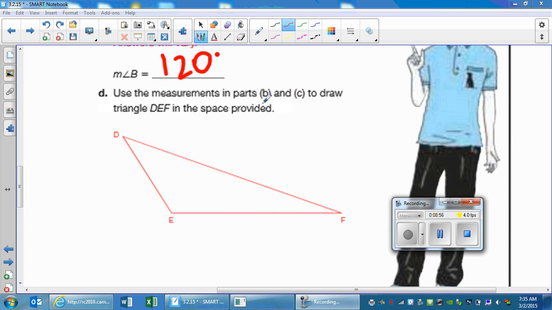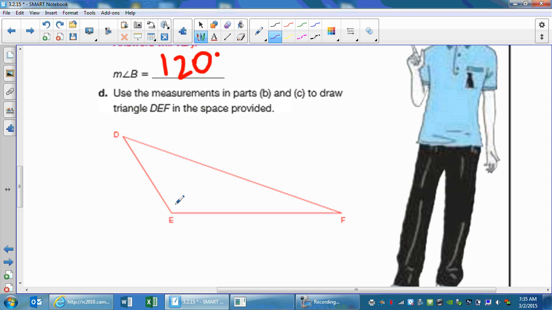Okay, now it wants us to reuse our parts from B and C. So our 2-inch line, our 3-inch line, and our 120 degrees to re-sketch the figure. So first, you'll start by wanting something that is bigger than 90, remember, so about 120. So draw an obtuse angle, but make it small. The lines are small, so about 120.